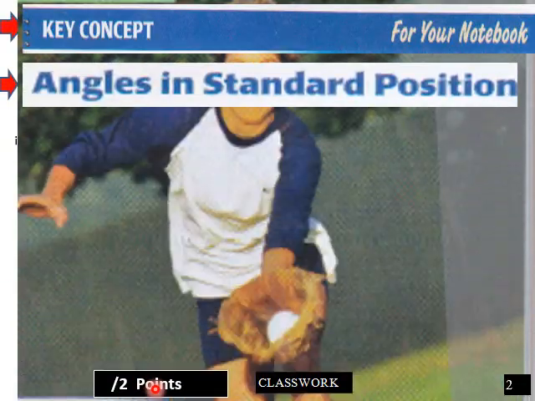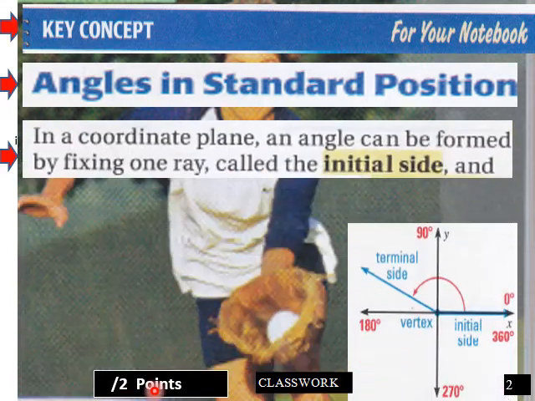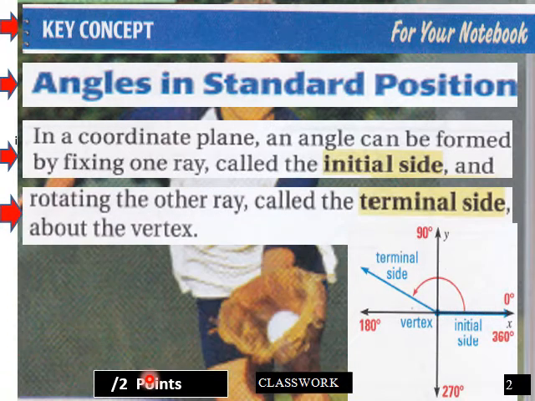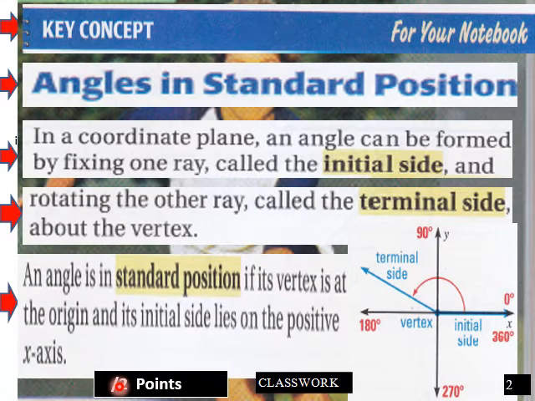So, key concept here, angles in standard position. In a coordinate plane, an angle can be formed by fixing one ray called the initial side. So this is the initial side here. Rotating the other ray is called the terminal side. This would be the terminal side here. So when you rotate it like that, an angle is in standard position if its vertex is at the origin and its initial side lies on the positive x-axis. That'd be standard position.